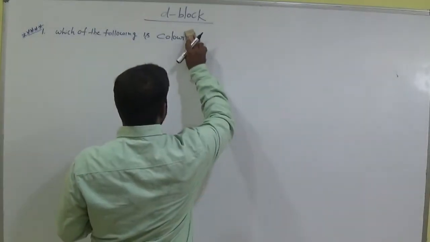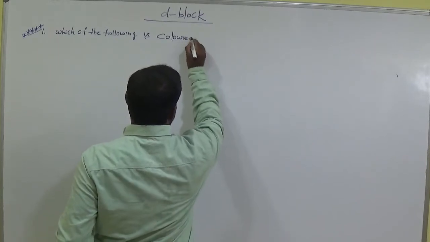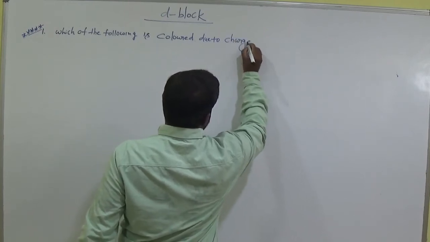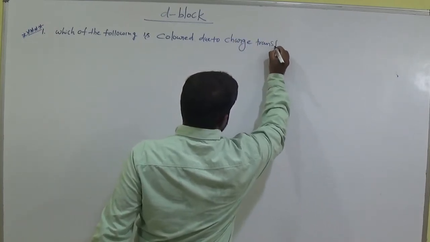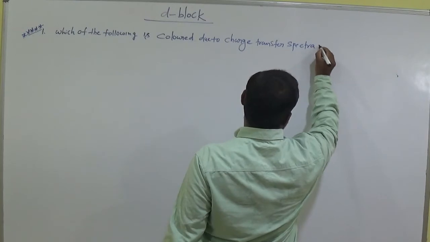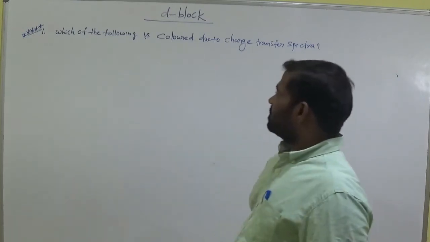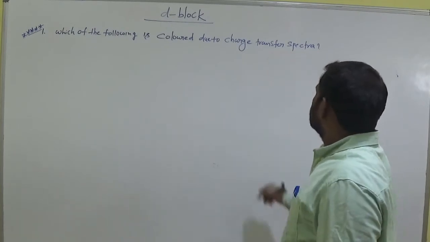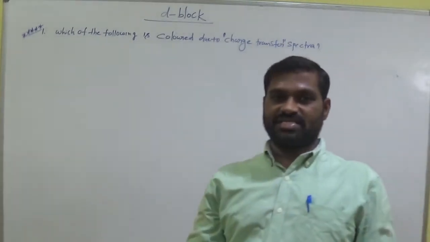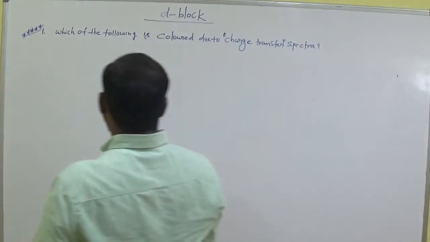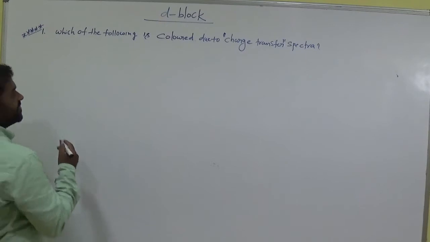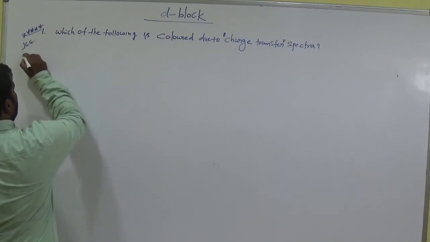Which of the following is colored due to charge transfer spectra? Charge transfer, already we discussed, spectra means a combination of colors. Keep in mind what spectra means in relation to color. Which of the following is colored due to charge transfer? Very important for JEE and also NET.